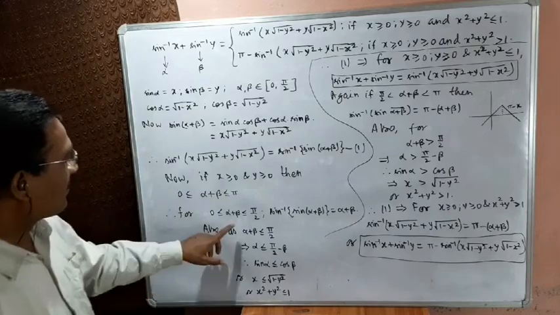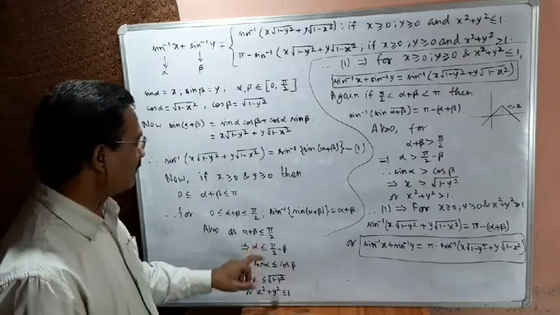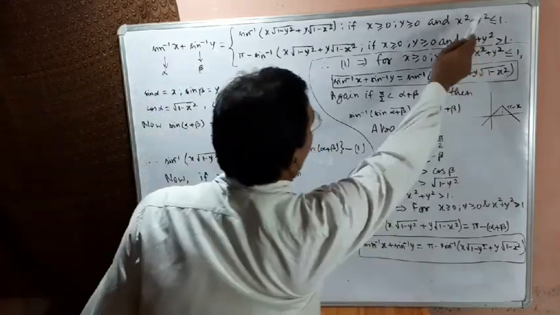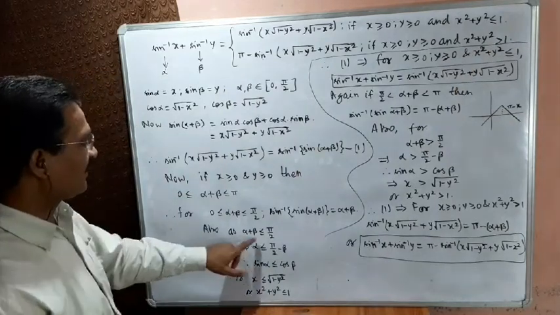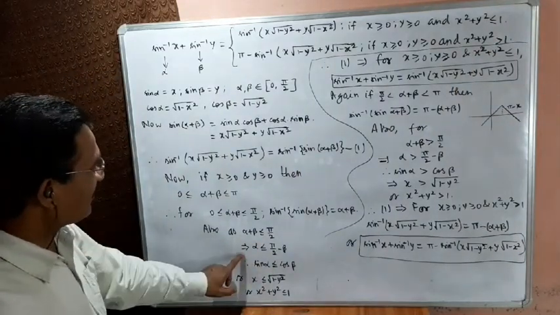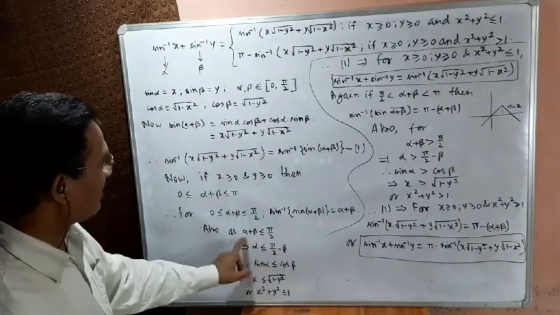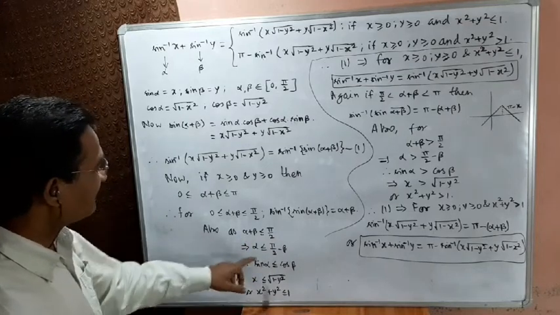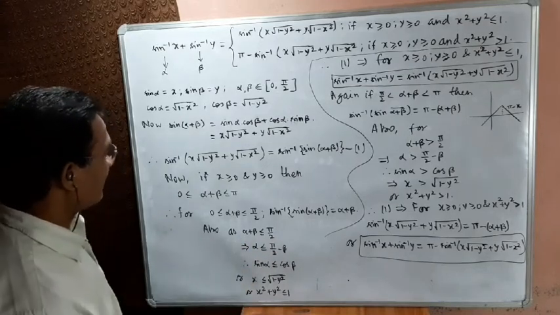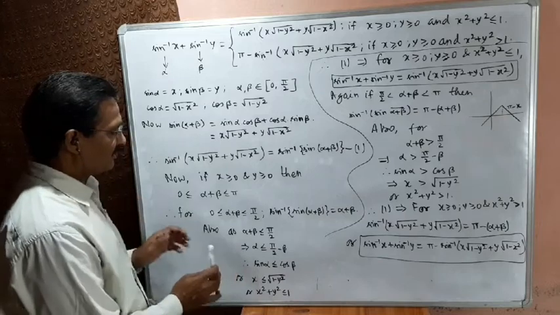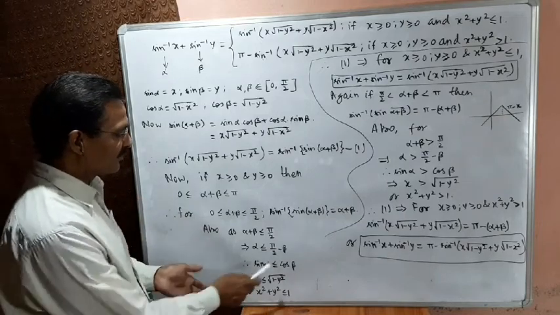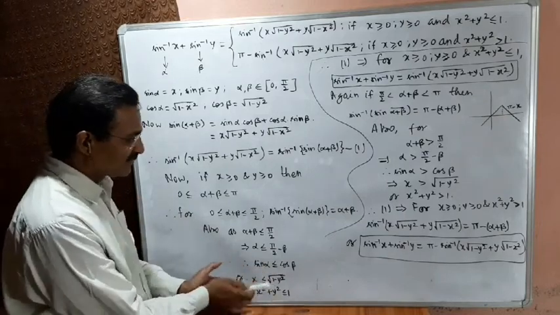Also, alpha plus beta is less than or equal to pi by 2, because we have to establish this one also. Alpha plus beta less than or equal to pi by 2. This implies alpha less than or equal to pi by 2 minus beta. Taking sine both sides, we can understand alpha and beta both are in first quadrant. Therefore, pi by 2 minus beta will also lie in first quadrant.